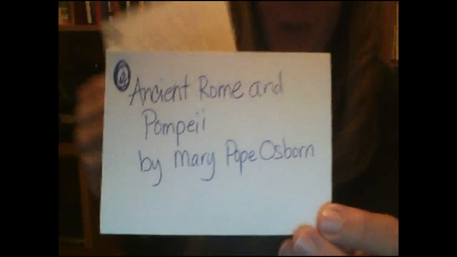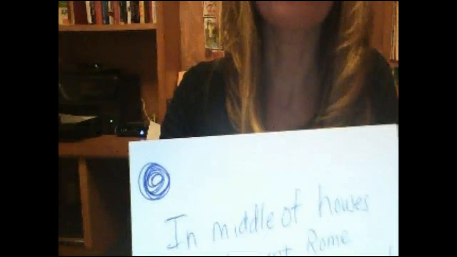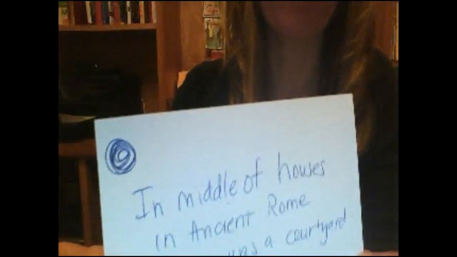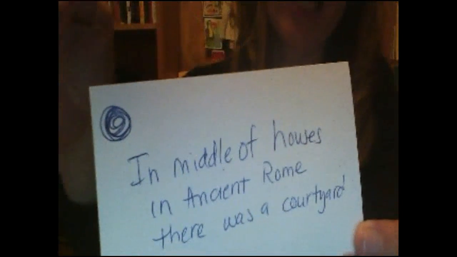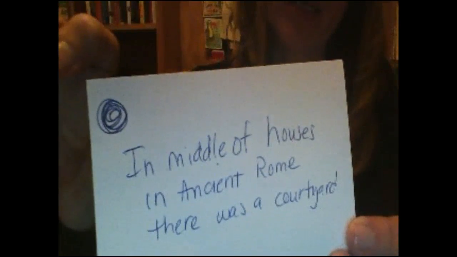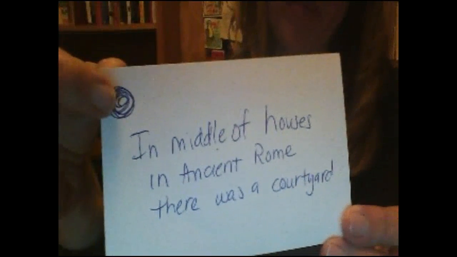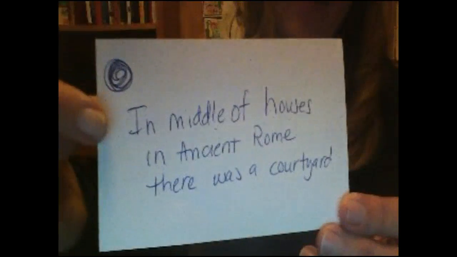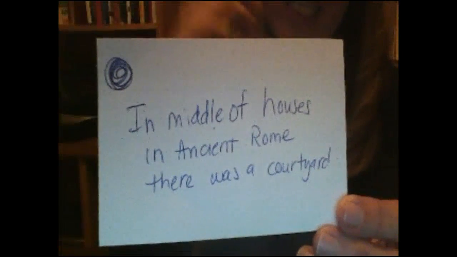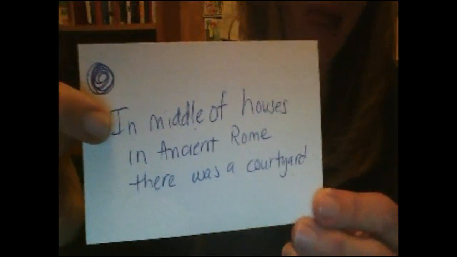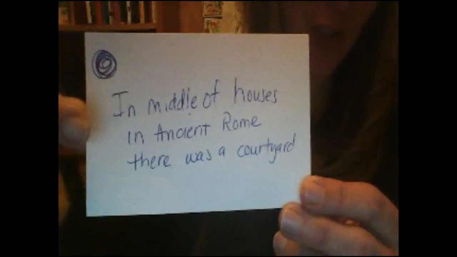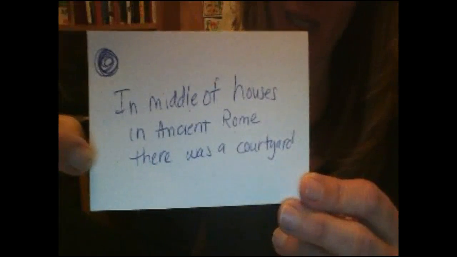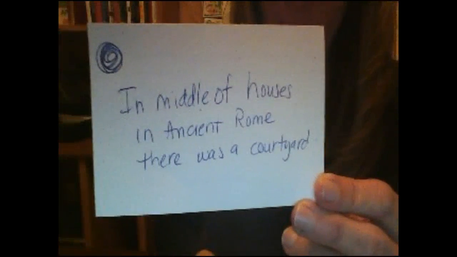So I have another note card here, and this is what I got from my book. I found it in my book. It's on my topic of daily life, because that's what I chose as my topic. It's from my Ancient Rome and Pompeii book, so I put this mark here. And then I changed it into my own words. And it says, in the middle of houses in ancient Rome, there was a courtyard. Here's one fact on one card.